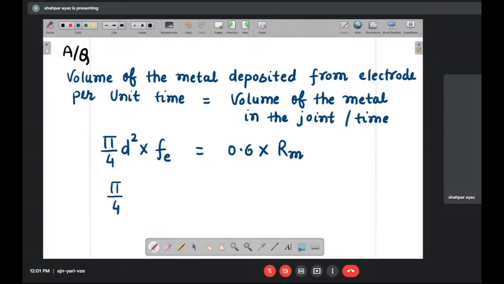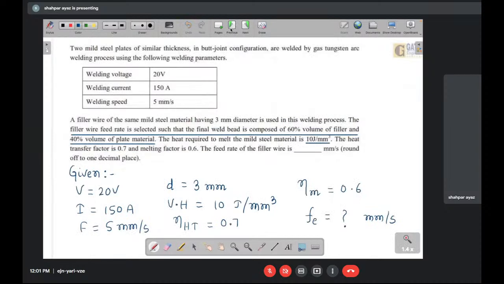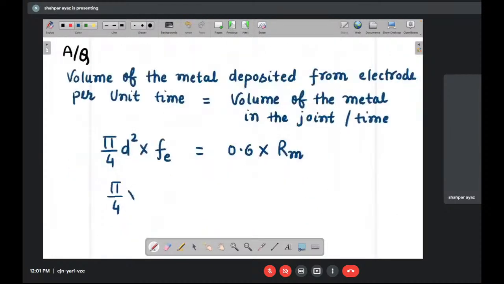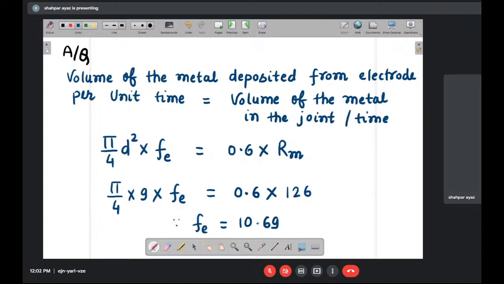Pi by 4, diameter square: the diameter is given to us, D is 3 mm, so square is 9. Electrode feed rate is 0.6 into rate of melting, which is 126. Directly you can use the rate of melting. Area is not required, I calculated it unnecessarily. So we can get the electrode feed rate from here: 0.6 into 126 into 4, divided by 9 pi. This is 10.69 mm per second. This is the right answer.